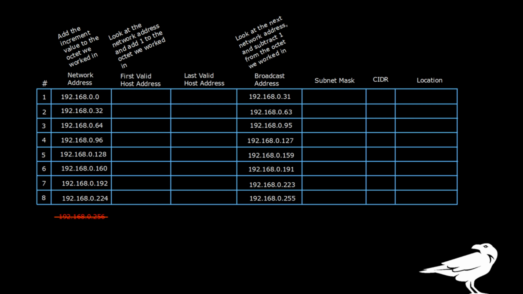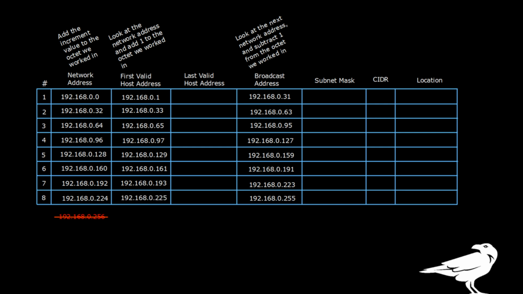So for the first network address of 192.168.0.0, I add 1, which gives me 192.168.0.1. For the second one, it's going to be 32 plus 1, which is 33. 64 plus 1 is 65. 96 plus 1 is 97. 128 plus 1 is 129. 160 plus 1 is 161. 192 plus 1 is 193. And 224 plus 1 is 225.